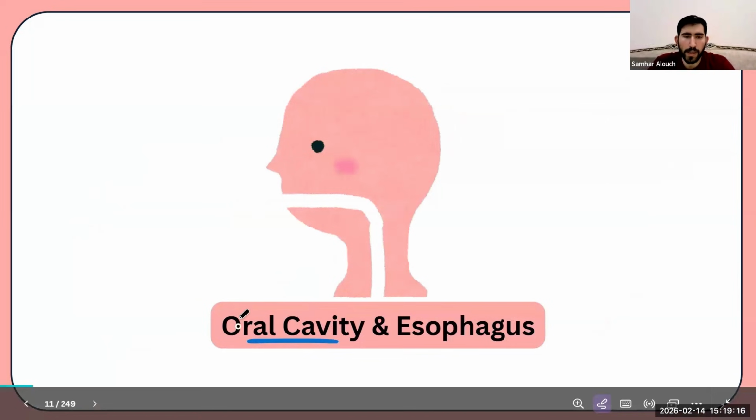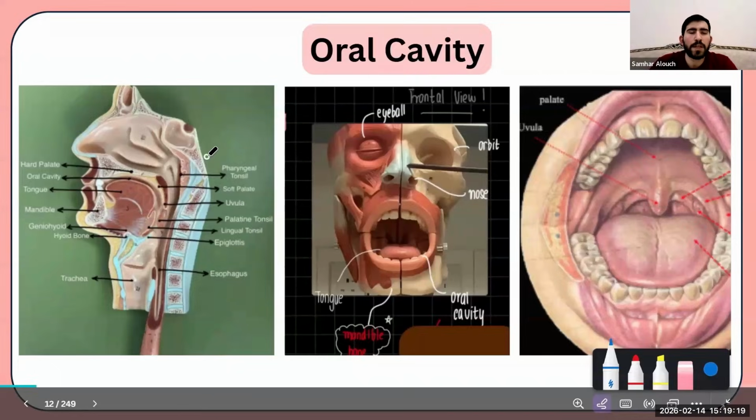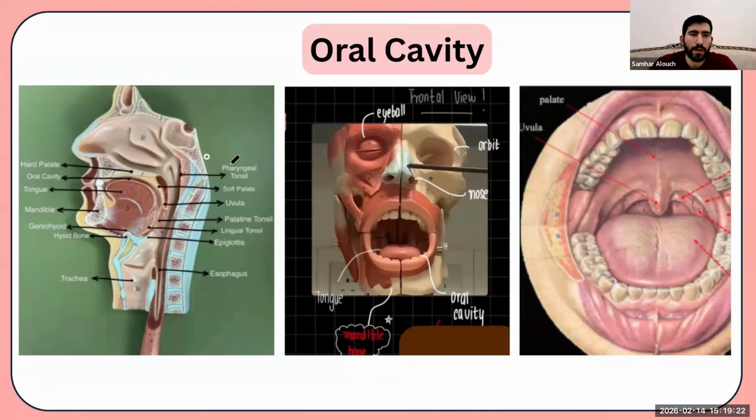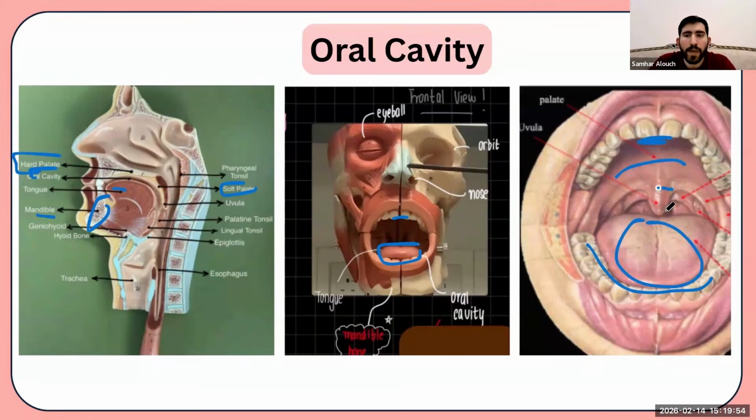Now we will start with the real thing. Okay, first we will start with the oral cavity. The oral cavity is the first part of the GI tract where food enters. It has the tongue, teeth, palate, and so on. I hope you memorized most of these things: hard palate, tongue, the mandible bone, the soft palate. These are the parts of the oral cavity. If someone opened their mouth like this, you will see the teeth, the hard and soft palate, the anterior portion of the tongue, and finally the uvula.